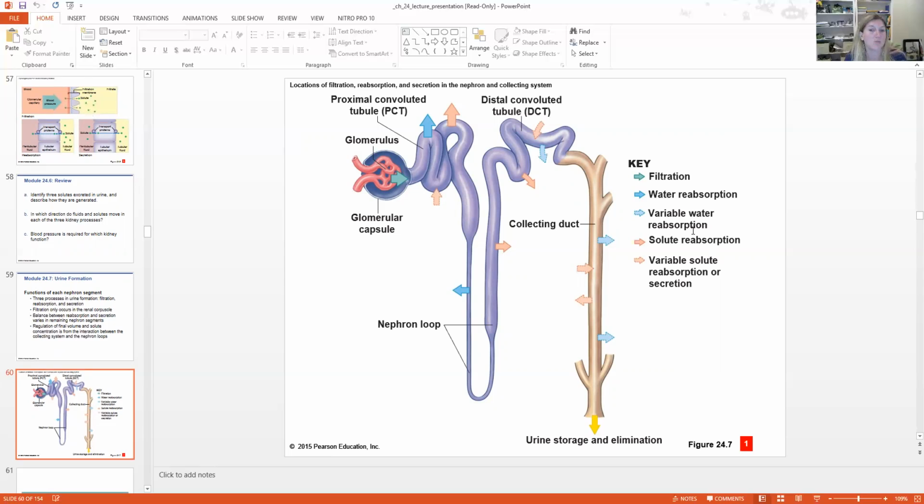Then in the DCT, it's mostly variable, solute and or water, reabsorption or secretion, whatever your body needs at that point. Same thing in the collecting duct, variable water and solute, reabsorption or secretion based on hormones and other inputs.